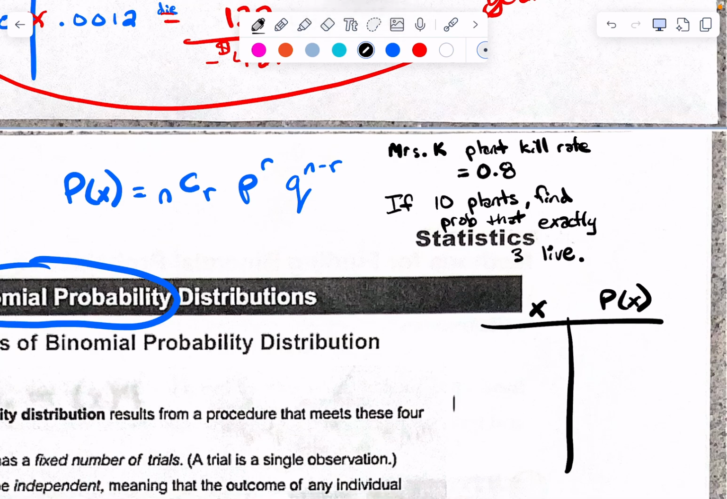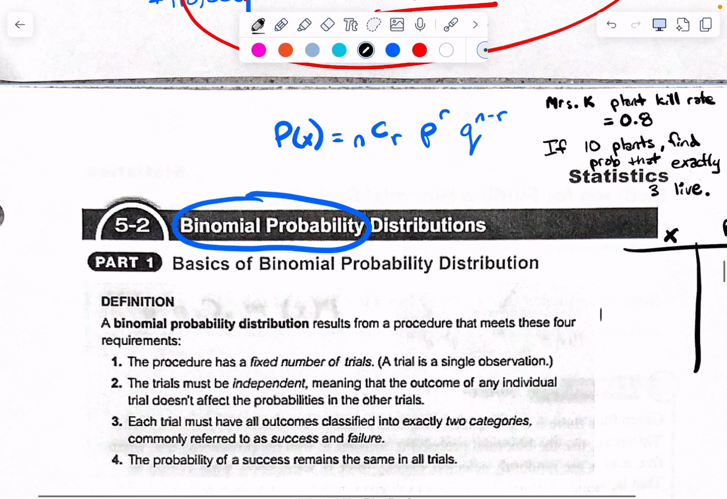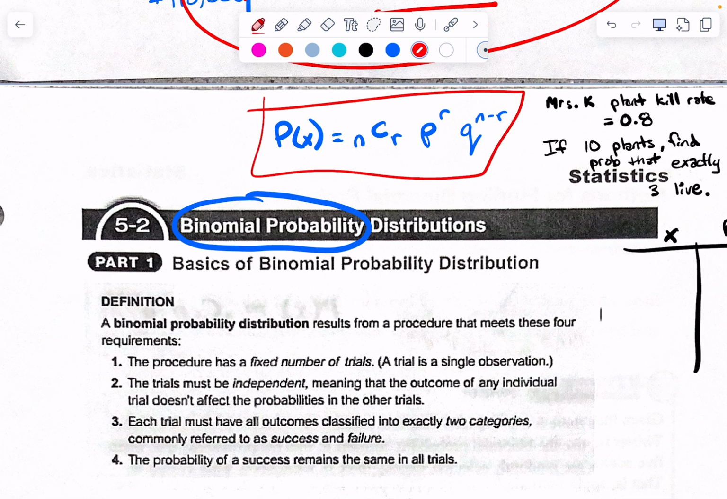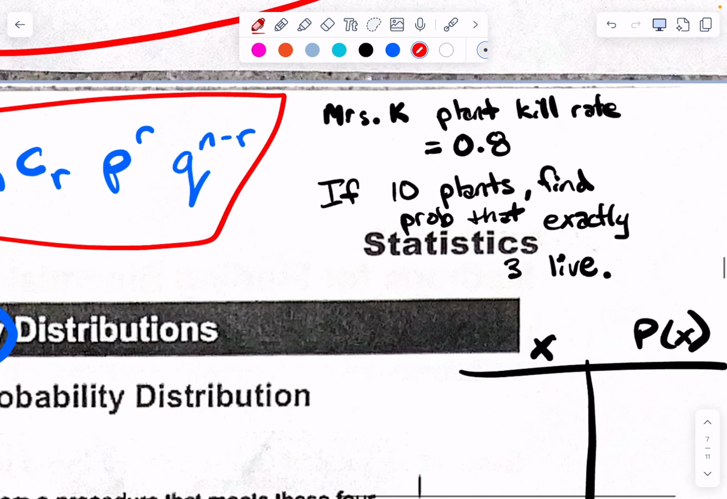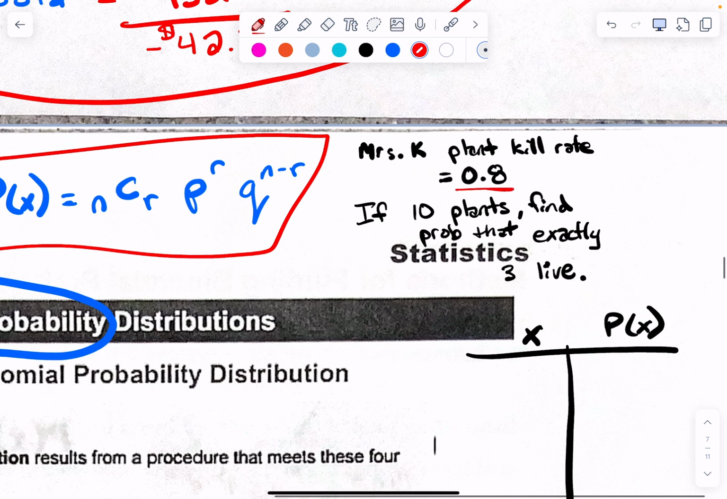Where is Aubrey? Okay, Aubrey, we're going to talk a little bit about 5-2, which is binomial probability. You need to write this formula down at the top because that's what we're going to use. Here is my example. My kill rate for plants is 80%, and if I have 10 plants, I want to know the chances that 3 of them live, okay?